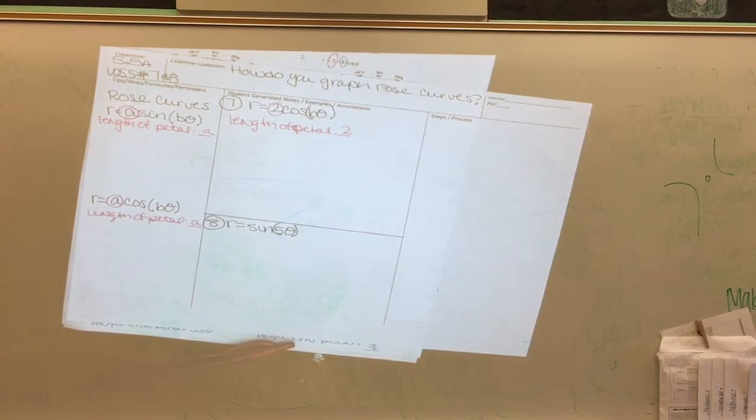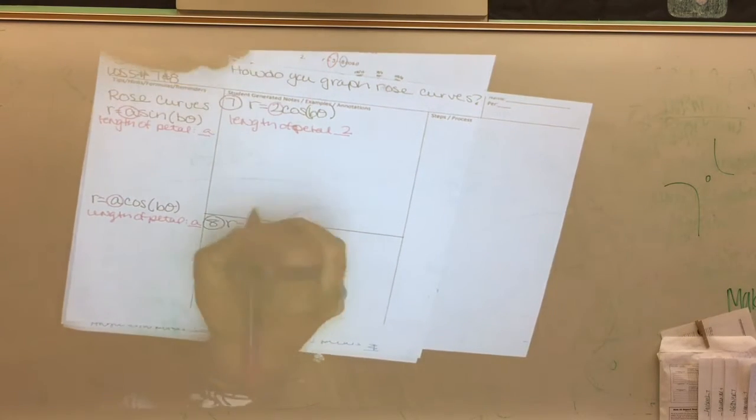1. It is 1, good, because there is no visible number on the front of the sine function, which means it is an implied, invisible 1. Perfect. Okay.